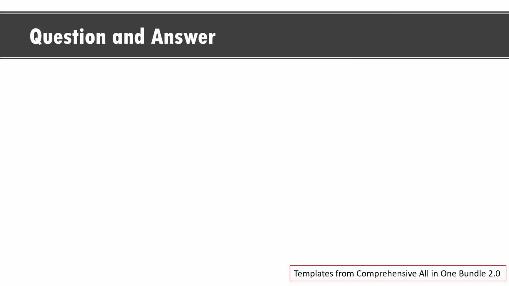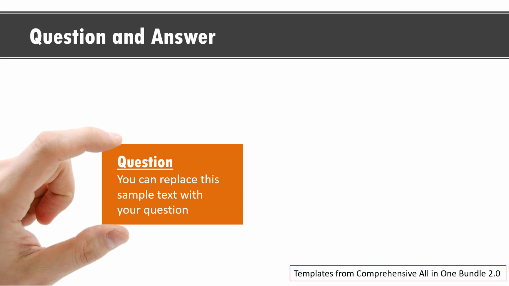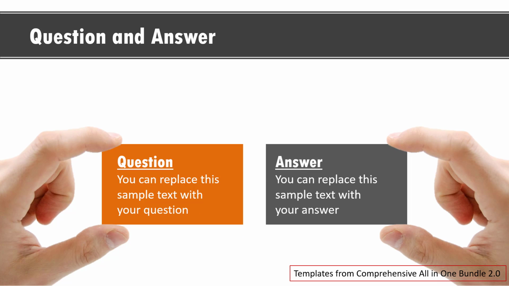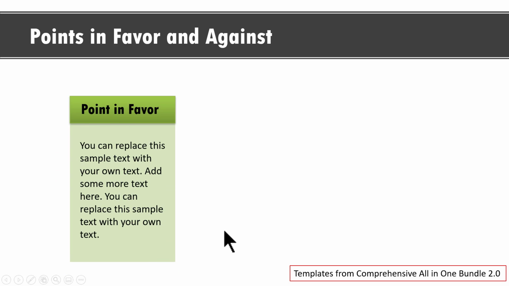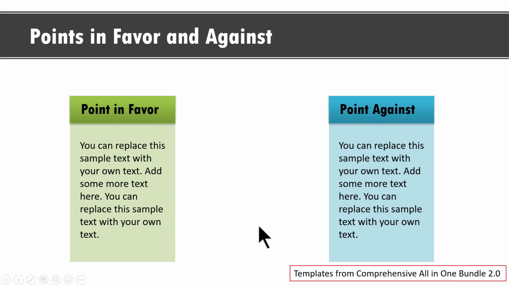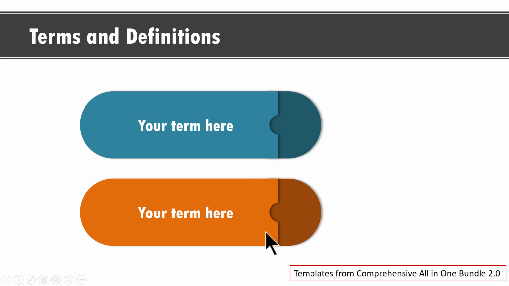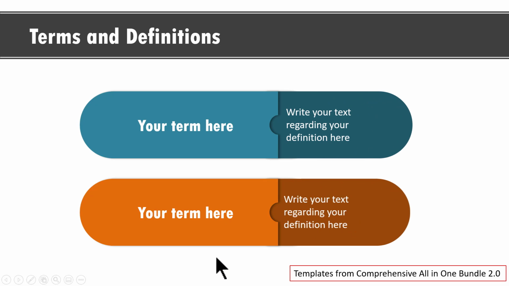Let us see another example. The question is brought in like this, and then we bring in the answer like this. Now if we take the basic idea forward of presenting two set of text elements, then you can have some option like this where we show the point in favor like this and point against like this. Now if we take this a little further, we have this slide which shows terms and definitions. Here we have the terms, and then we reveal the definition like this.